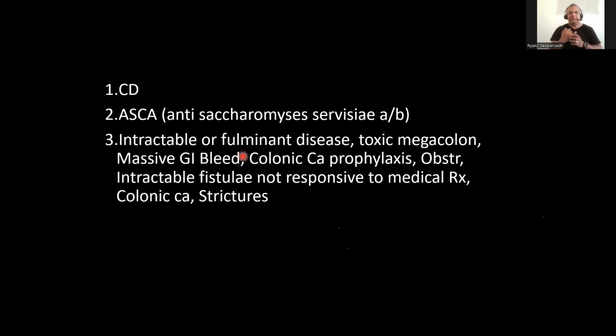Couple of indications: toxic megacolon, intractable or fulminating disease, massive GI bleed, as part of colon cancer prophylaxis, if there's obstructive bowel, if there's intractable fistula not responding to medical treatment, and strictures, right? So a lot of reasons. And those are all really complications of Crohn's, right? Crohn's tends to cause perianal abscesses and fistulas and fissures and things like that.